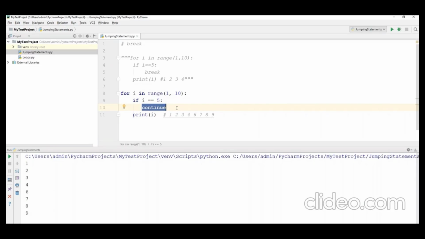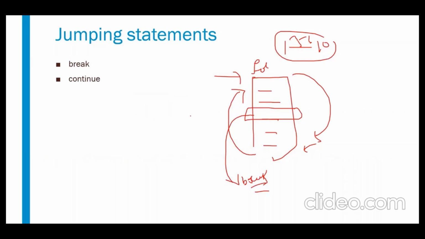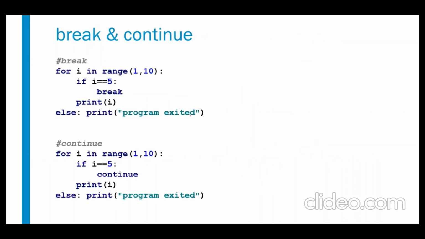So this is how we can use the continue keyword in Python, break and continue. These are all called jumping statements in Python, break and continue. The same example I have listed here.